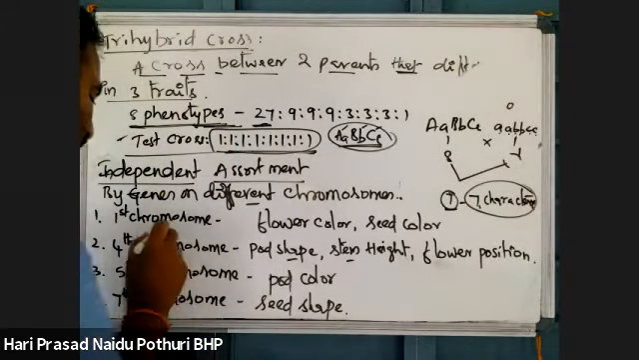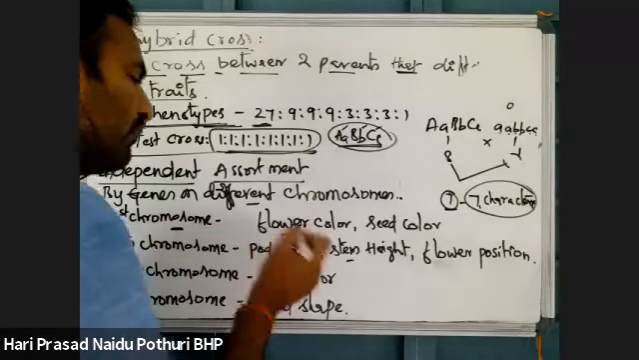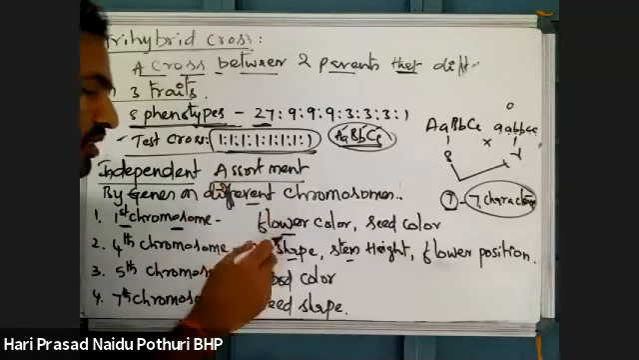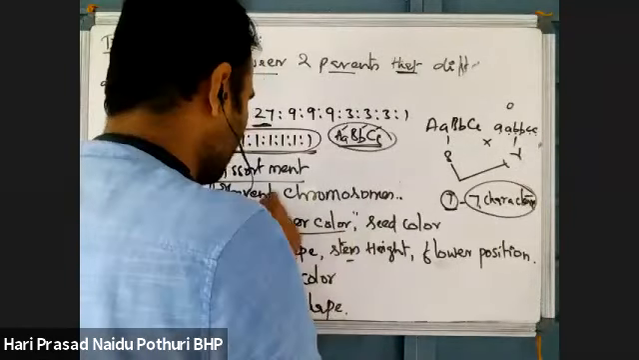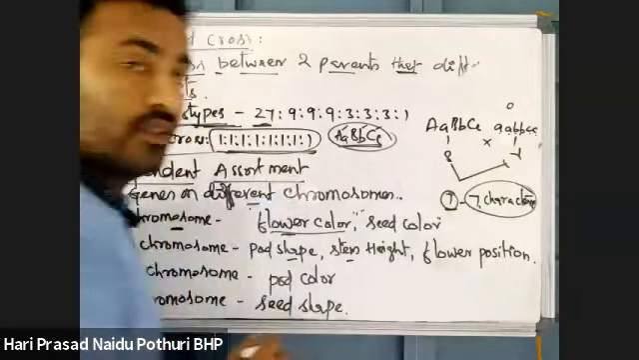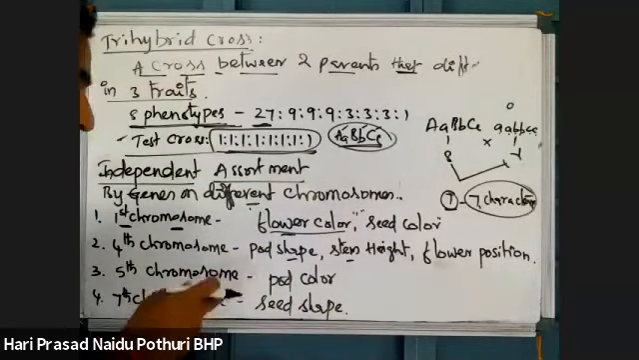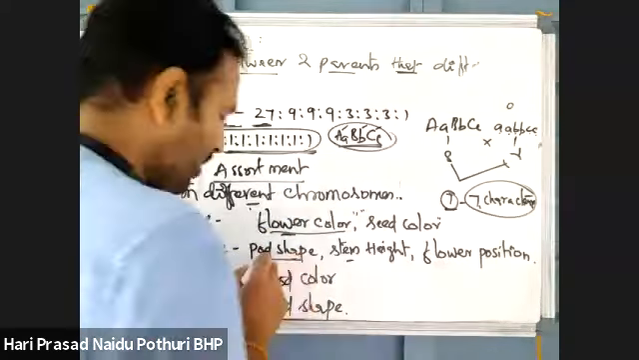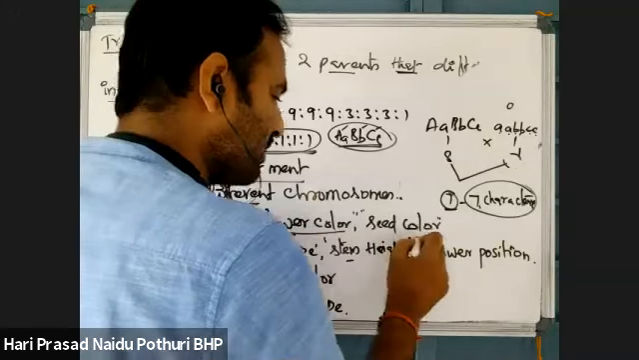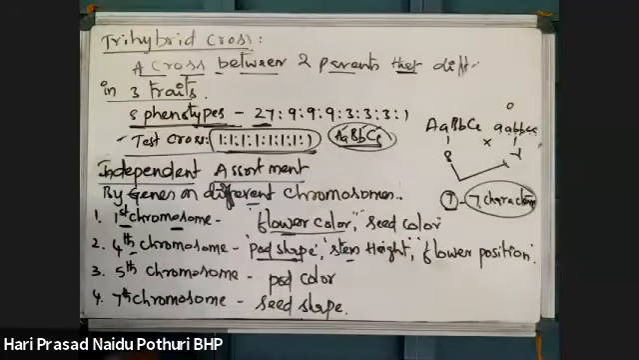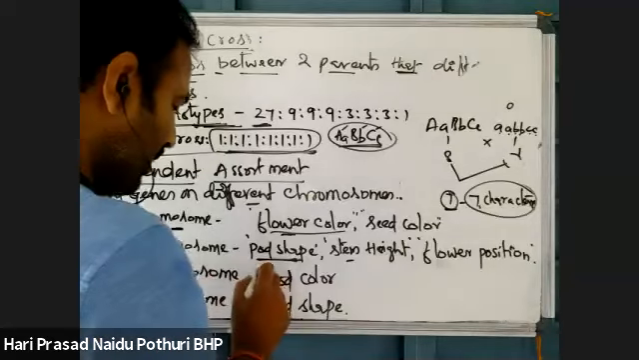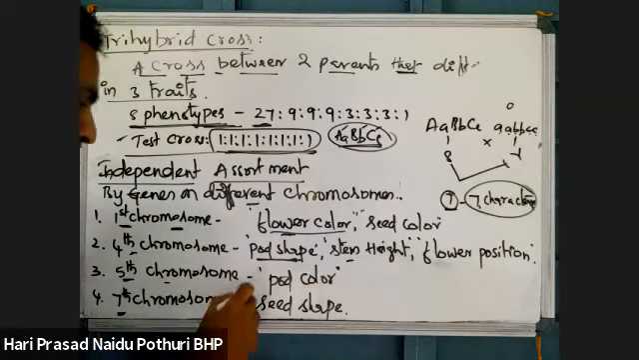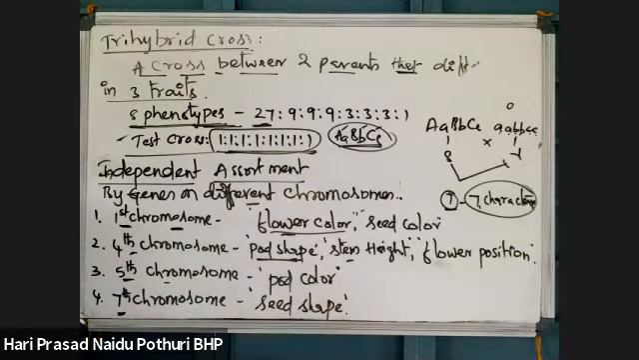Which chromosome is carrying the gene for which character: the first chromosome carries genes responsible for flower color and seed color. This is important for the law of independent assortment that I will explain. The fourth chromosome carries pod shape, stem height, flower position. Whereas the fifth chromosome carries the gene responsible for pod color. The seventh chromosome carries seed shape.